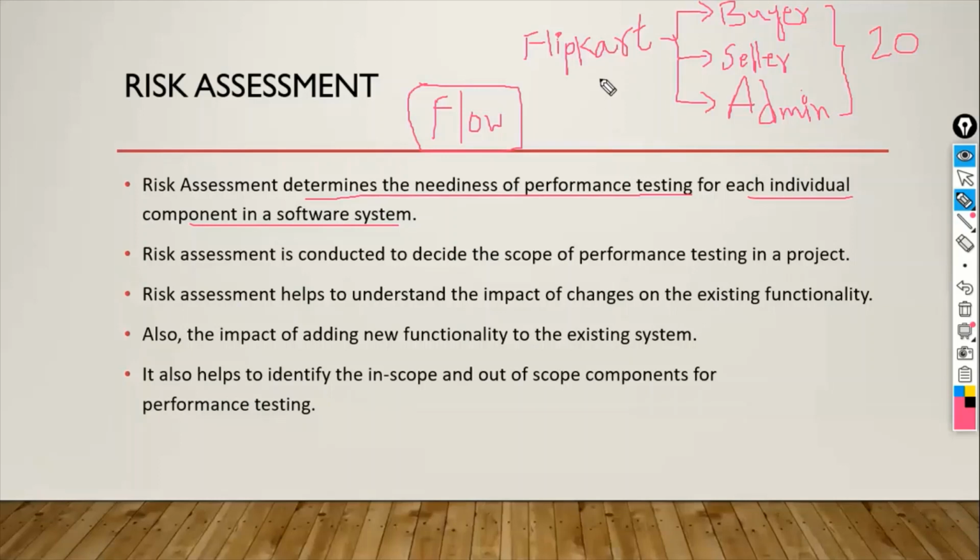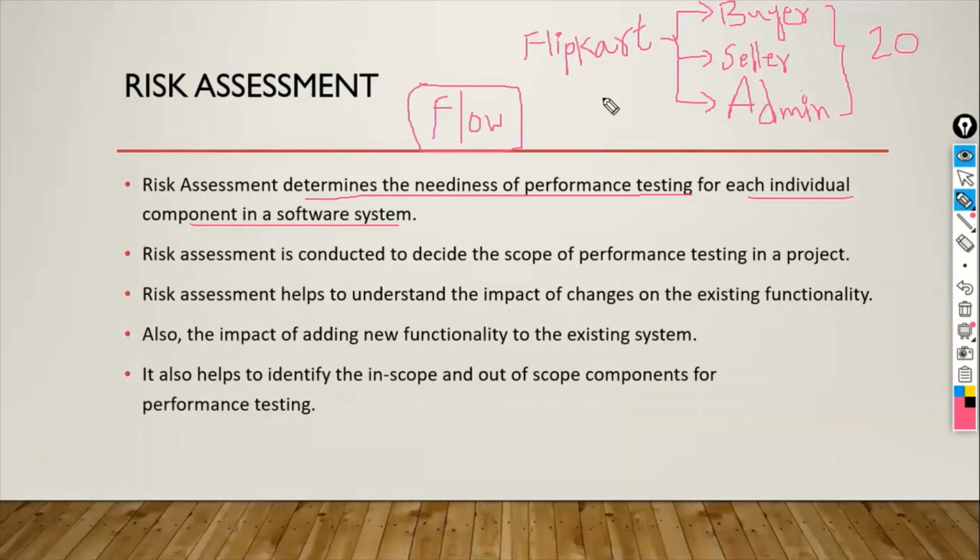If you take the Flipkart example again, and take only the buyer case, the buyer can do different things, right? He can book the product, cancel the order, track the order, change his password. Like that, he will do different flows. So out of all this, which one is the very important, very critical flow that we need to identify?